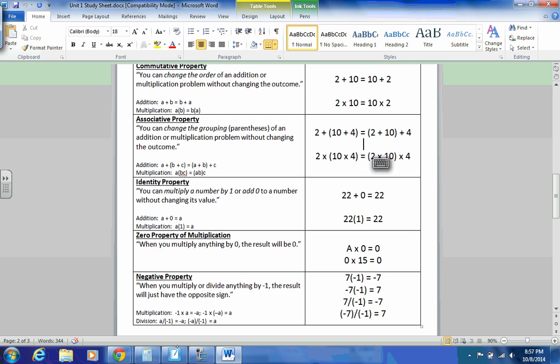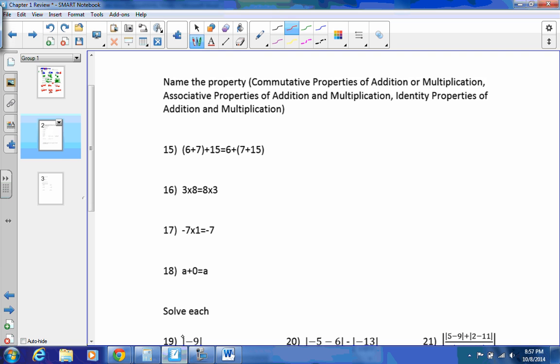All right, so let's use those real quick. Number 15, looks like there are parentheses, so does it just change the grouping of the parentheses? I believe so. That would be the associative property. And to be more specific, it would be of addition.